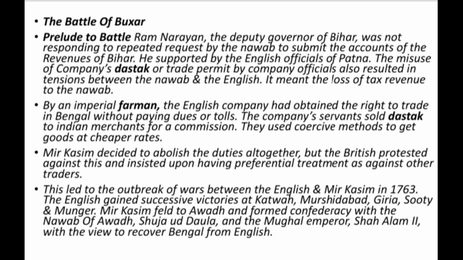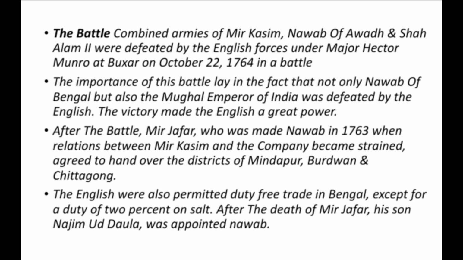Now the Battle of Buxar. The combined armies of Mir Qasim, the Nawab of Awadh and Shah Alam II were defeated by the English forces under Major Hector Munro at Buxar on October 22, 1764, in a closely contested battle. The English campaign against Mir Qasim was short but decisive. The importance of this battle lay in the fact that not only the Nawab of Bengal but also the Mughal Emperor of India was defeated by the English. The victory made the English a great power in northern India and contenders for supremacy over the whole country.